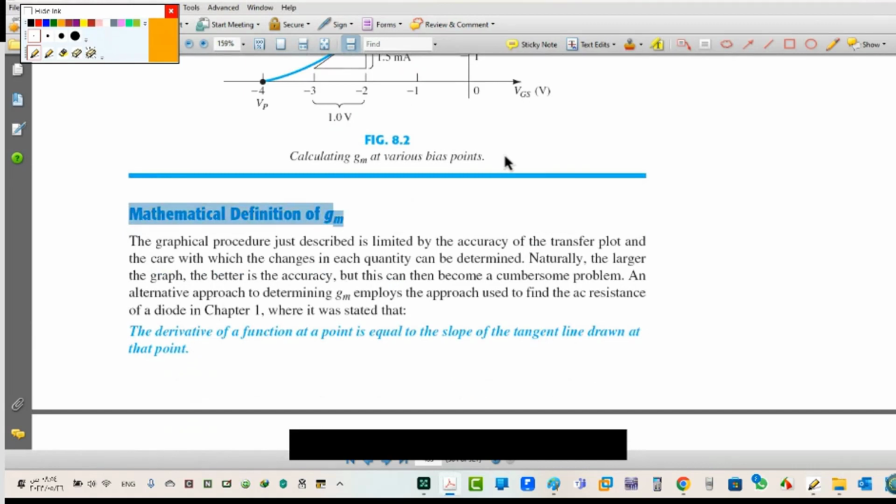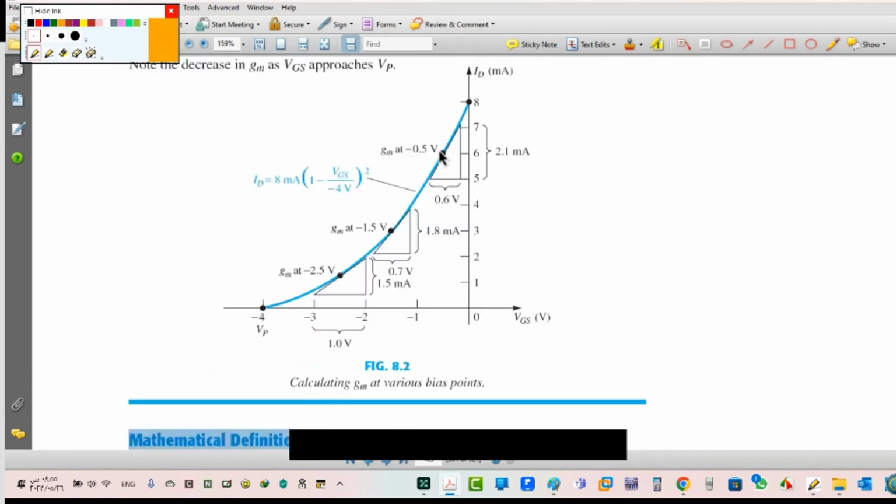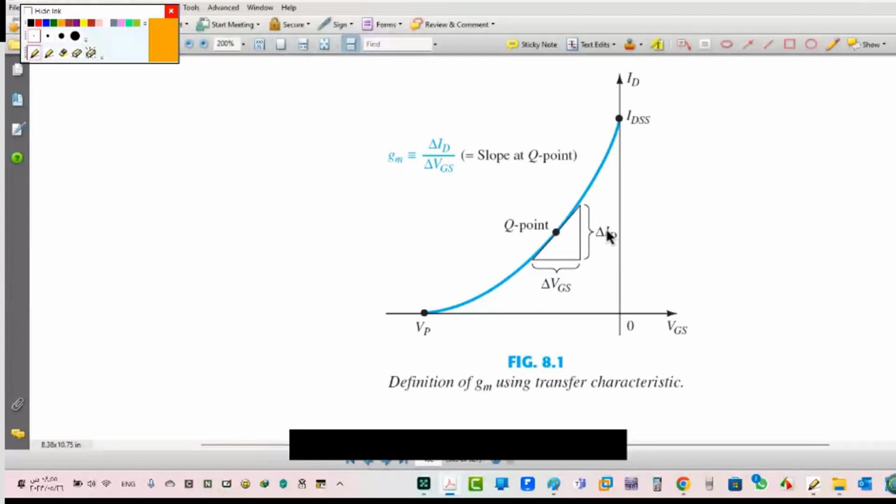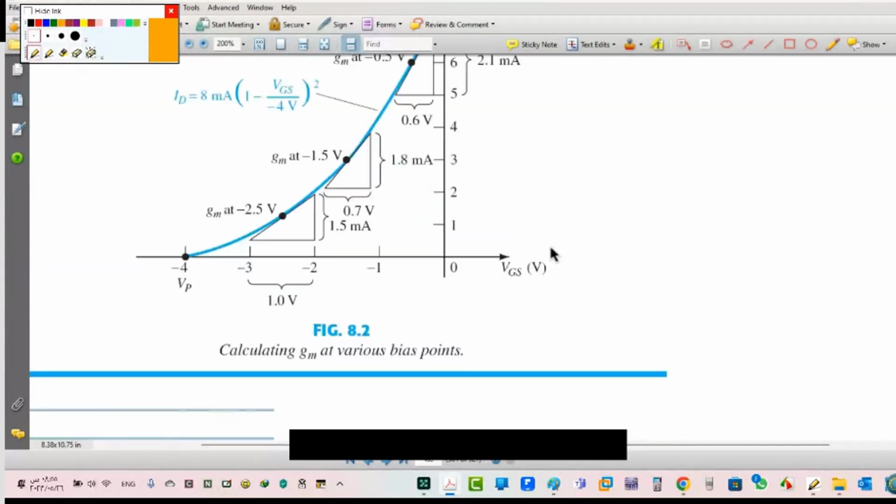We need the mathematical definition of gm. Again, repeat the idea: we start with BJT, physical, DC, then AC. Then we went to MOSFET, physical, DC, AC. For AC, in BJT we started with re. Now we have to calculate another parameter called gm. So we have re in BJT and gm in FET. For gm we have two methods. gm by definition is delta ID over delta VGS, so I can use a graph, but this is a little bit hard, so I don't need it for the exam. I need the mathematical method.